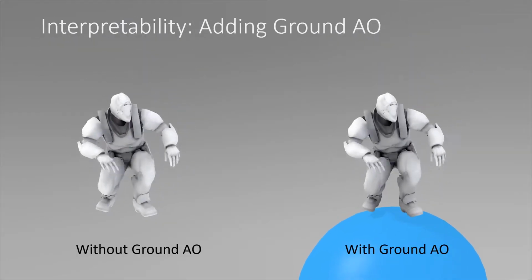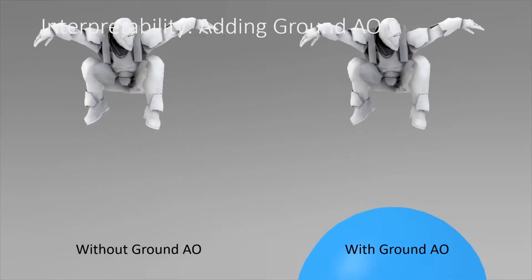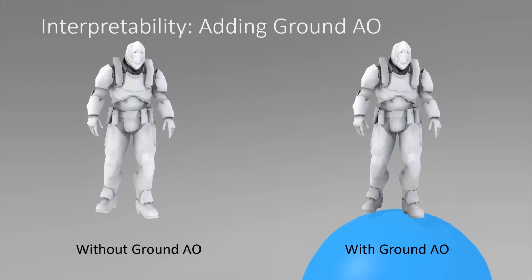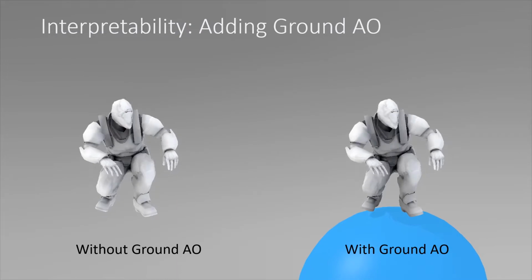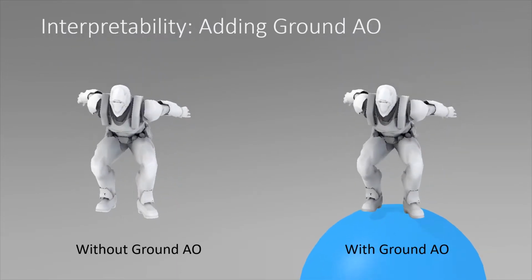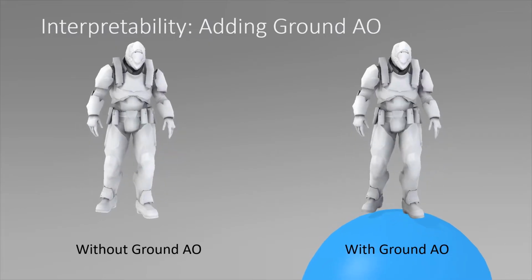Interpretability allows us to cast occlusion onto the character with high quality from any proxy sphere. So this allows us to, for example, add an occlusion term cast by the ground by attaching a proxy sphere that's always below the ground from the point of view of the character.